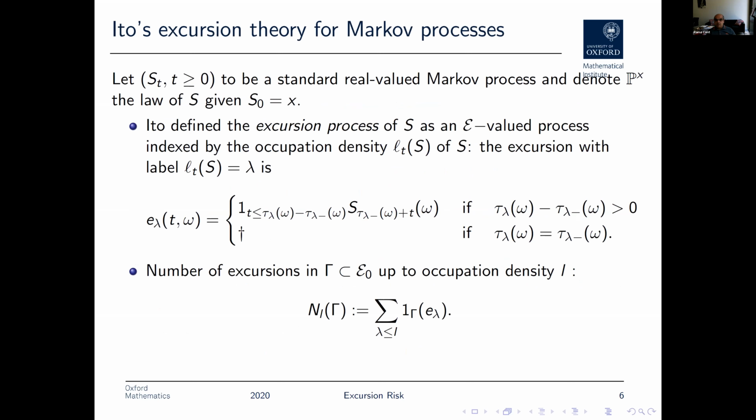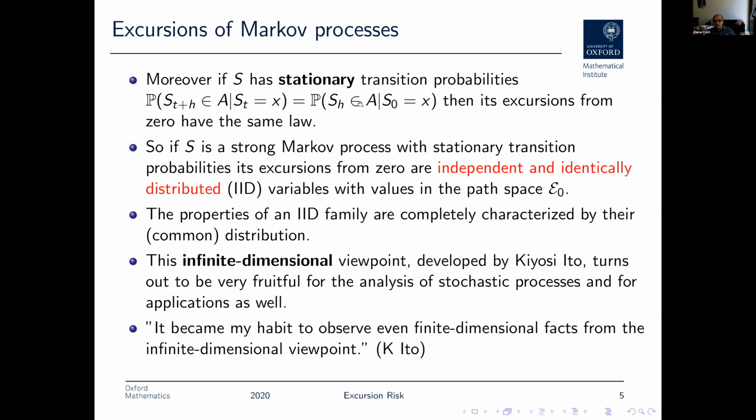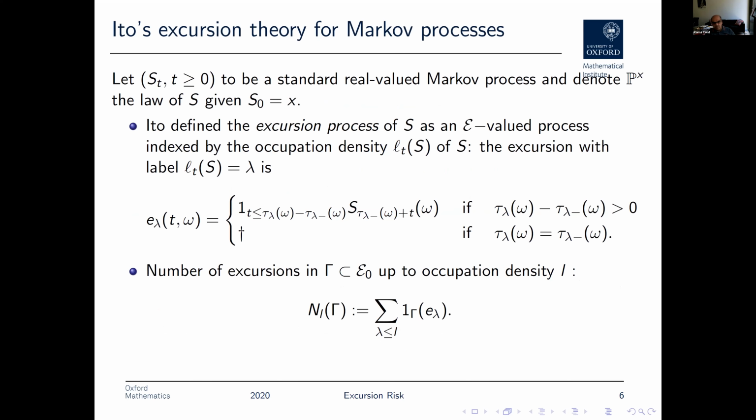From now on, I'm going to take S to be a standard real-valued Markov process. Standard means it satisfies some regularity assumptions. I'm not going to go into the detail here. Think of it as your trading signal. It's going to have a mean reversion around 0, but that's not necessary for the theory. I'm going to denote P_x, as usual in this theory, the law of S given S_0 equals x. I'm going to assume that this S has stationary transition probabilities, meaning this holds. The theory can be done for time dependent. It's just that you have to put time indices everywhere.